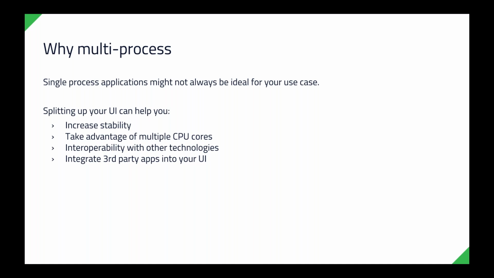and it will help with interoperability with other technologies. For instance, if you have some part of your application using another toolkit, you can still use it, or it's useful if you have some really good software already that you still want to use, as long as it supports the technology we use for multiprocesses, which is Wayland. And splitting it up can also mean that you can integrate third-party applications into your UI.